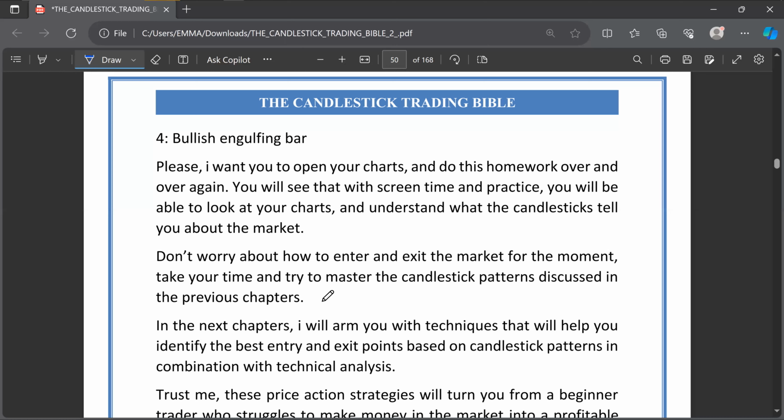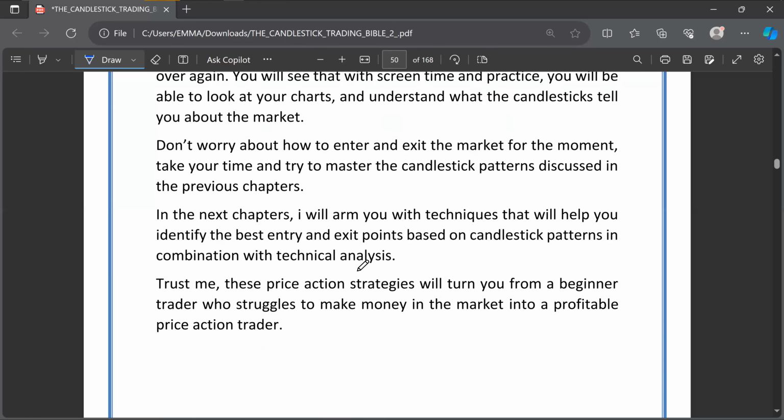Now, in the next chapters, I will arm you with techniques that will help you identify the best entry and exit positions based on candlestick patterns in combination with technical analysis. Trust me, these price action strategies will turn you from a beginner trader who struggles to make money in the market into a profitable price action trader. It's as simple as that.